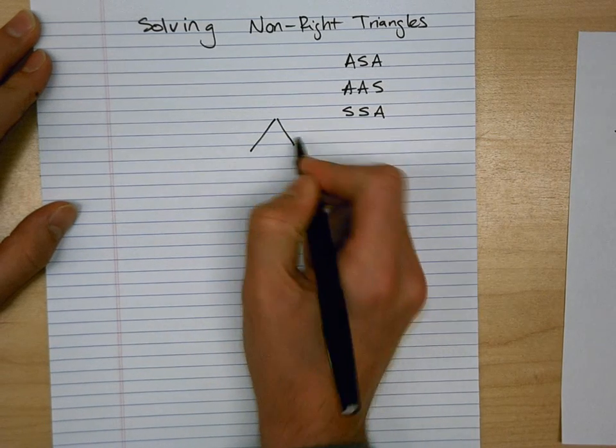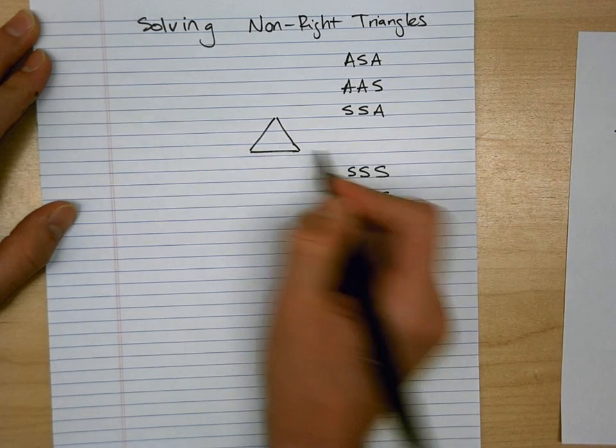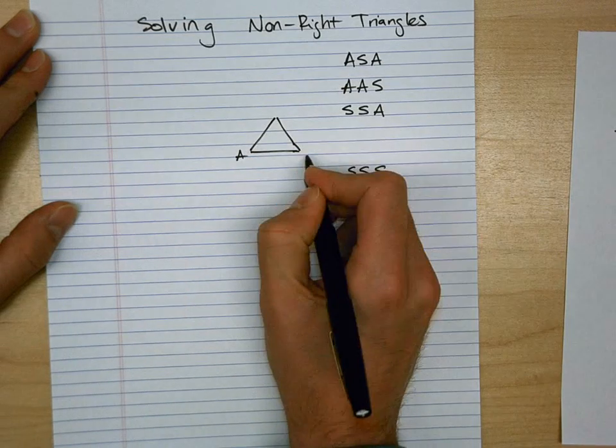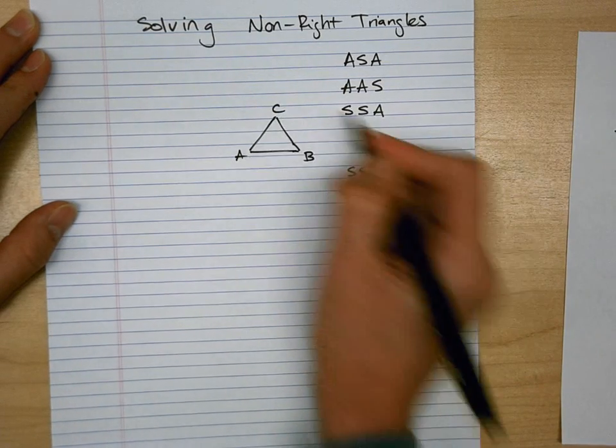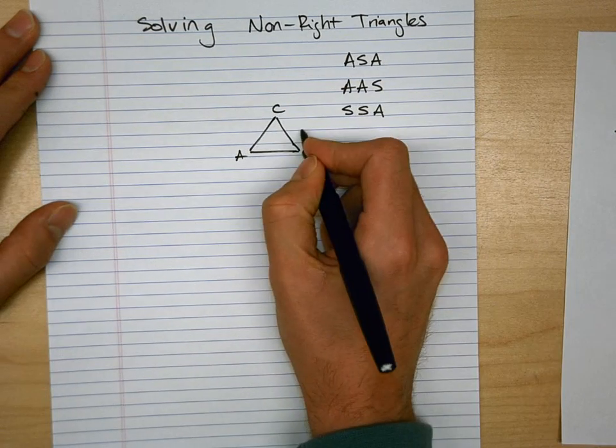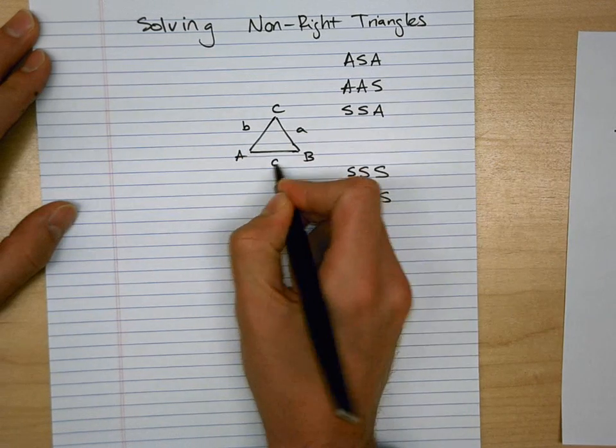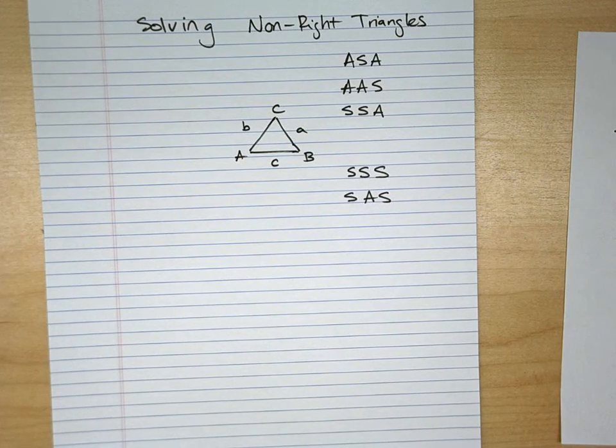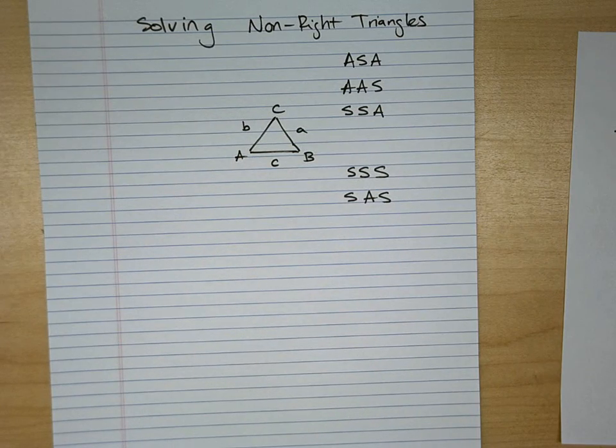Now, when I say this, I'm referring to a triangle where you have these angles like A, B, C, and you have these sides opposite to each of those angles. And that's how we'd go about labeling it. So we need at least 2 angles and at least 1 side to be able to solve a triangle.